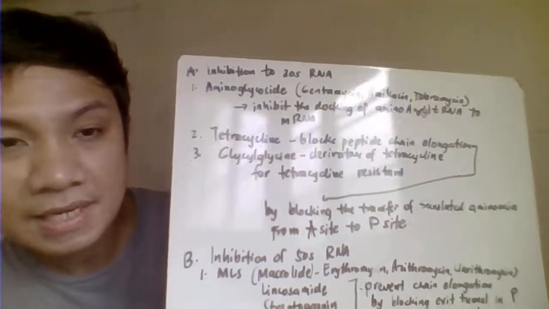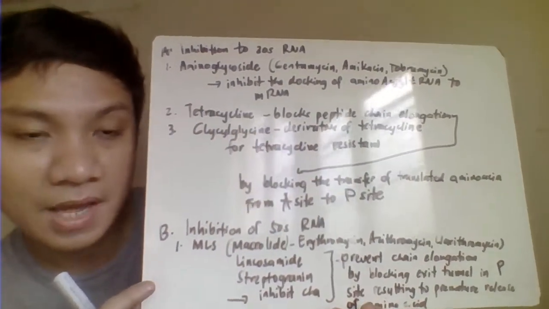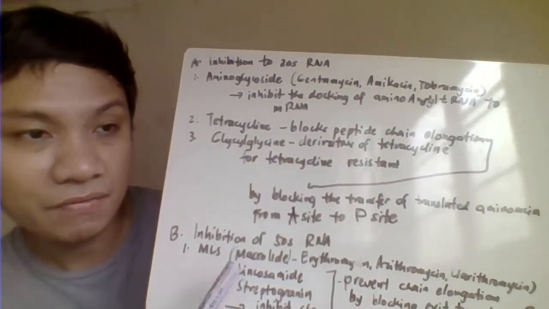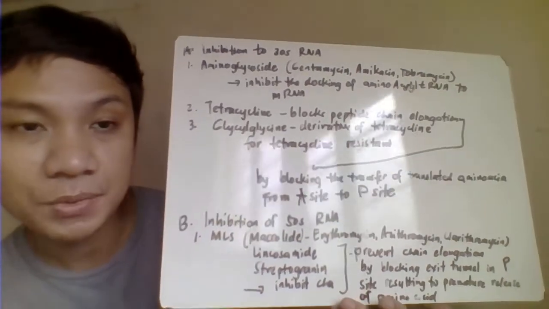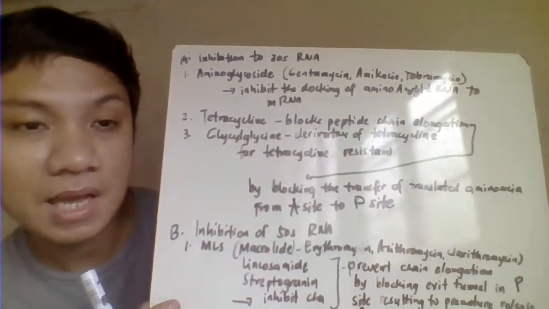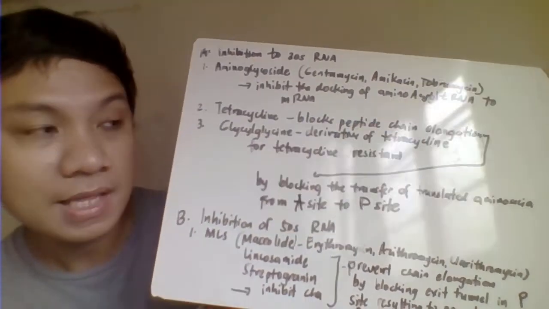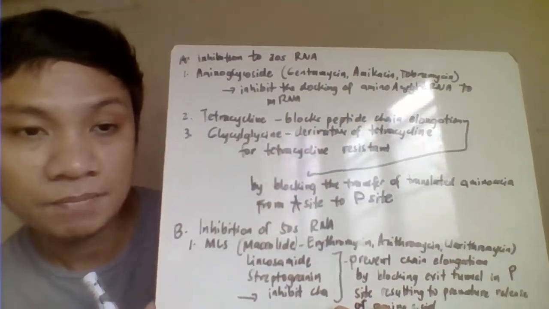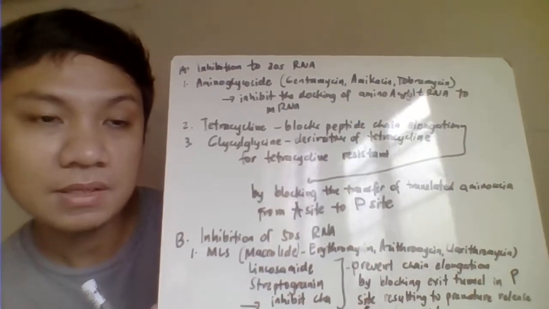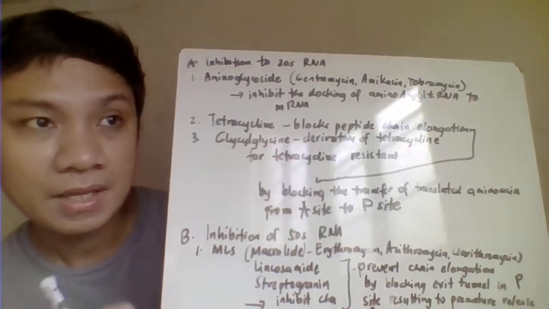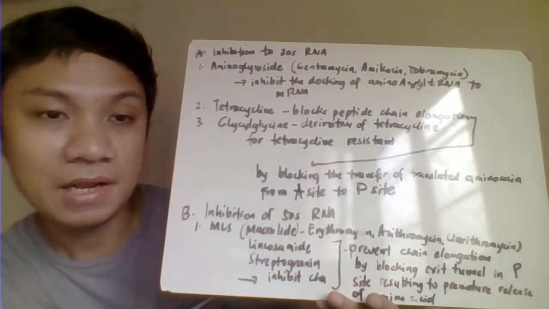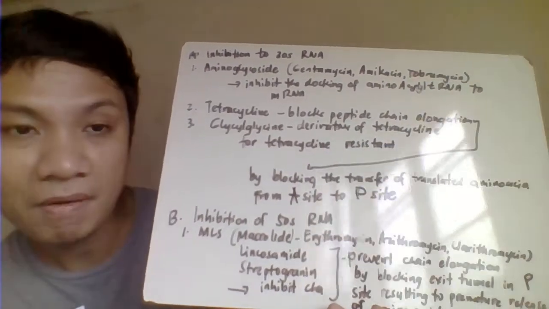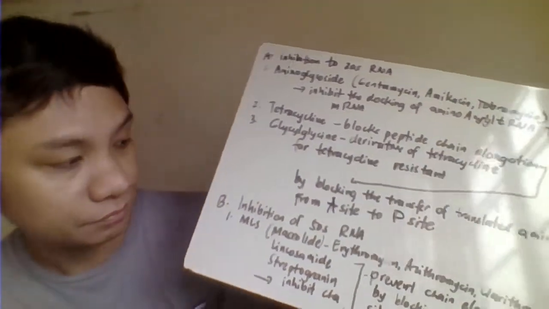Your glycylcycline, on the other hand, is just a derivative of your tetracycline, only for those patients who are resistant to tetracycline. So same activity as our tetracycline, it prevents chain elongation by preventing your newly synthesized amino acid from the A site from being transferred to your P site, and therefore also preventing chain elongation.